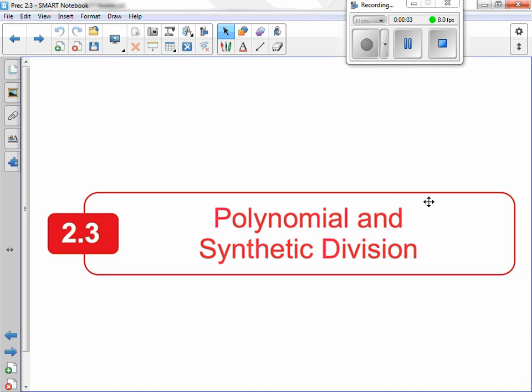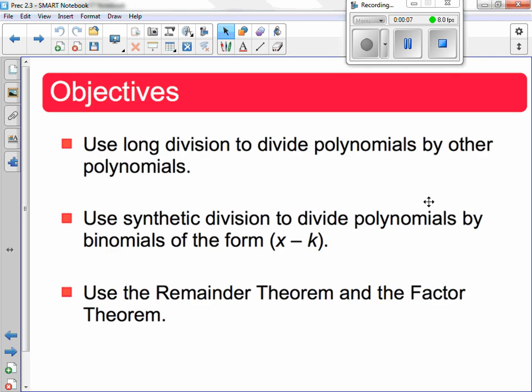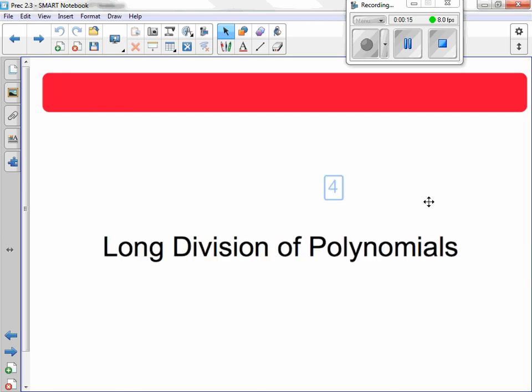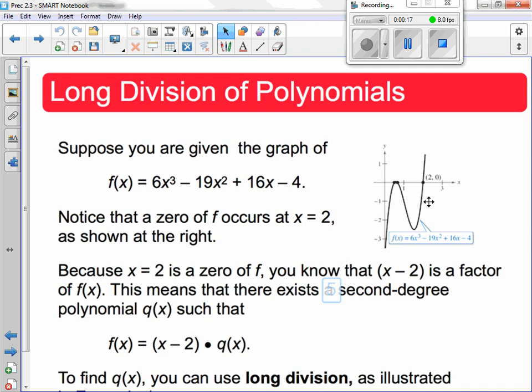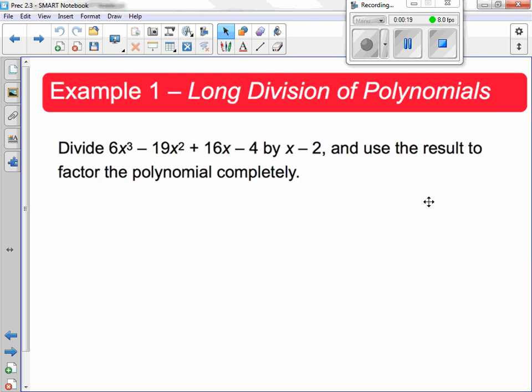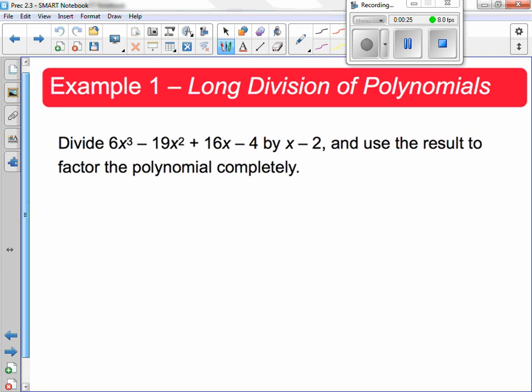Polynomials, polynomial and synthetic division, long division and synthetic division. Using long division to divide a polynomial by another polynomial, synthetic division, and using the remainder and factor theorem. Divide this by this and then factor the rest of it.